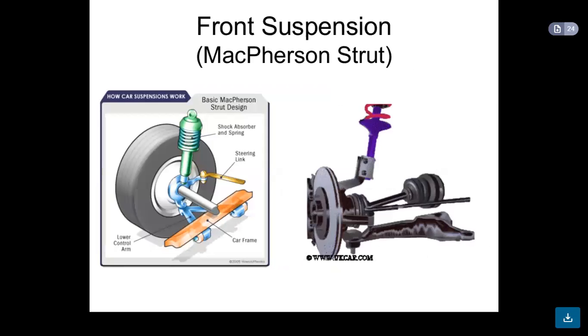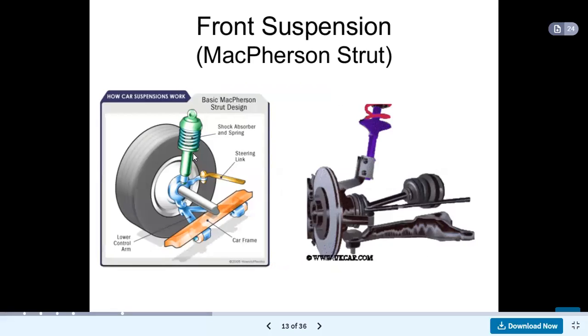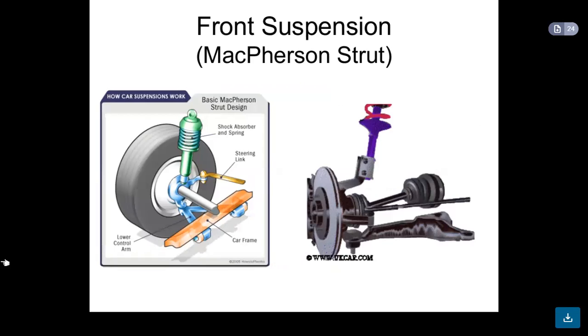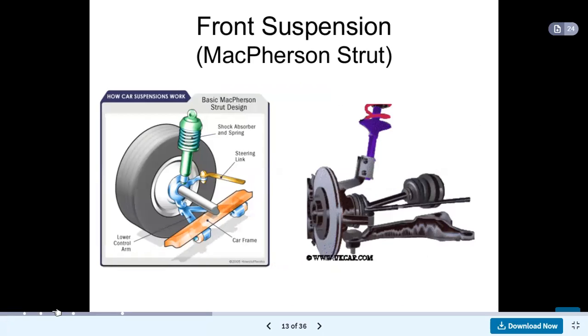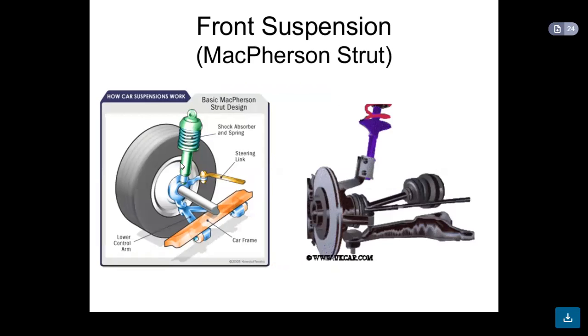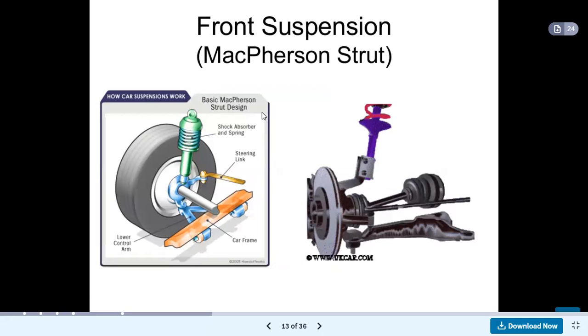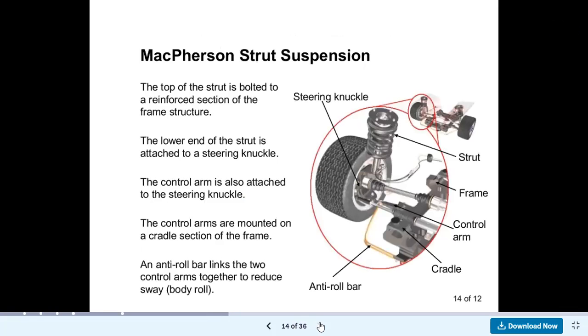Then next is front suspension, that is the McPherson strut system. This is the CAD model and this is the actual view. In the case of the McPherson system, in the basic McPherson strut design, the shock absorber and spring are mounted. Then the steering link is mounted here. Then the car frame is available. The lower control arm is available.